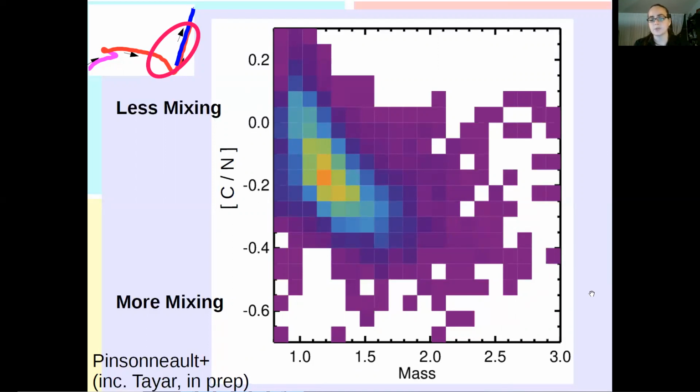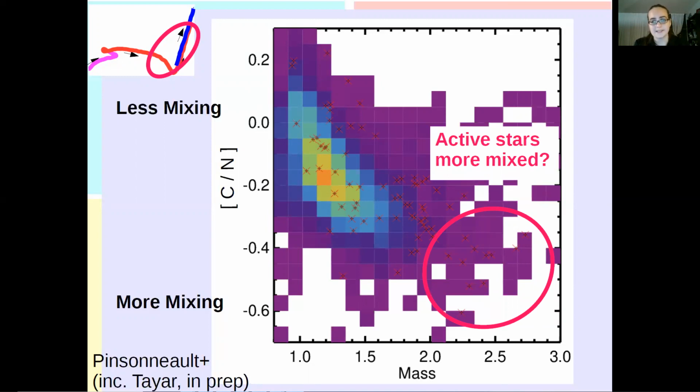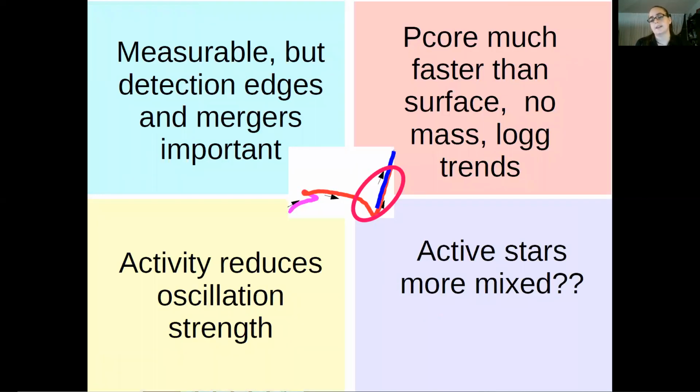However, if you look into the 2 to 3 solar mass regime, you don't see that strong correlation anymore on the red giant branch. But what you do notice, if you add all of the stars where we have rotation modulation and activity, is that those stars seem to be on the more mixed side, lower carbon to nitrogen, than the full range of these more massive stars. Now, obviously, there aren't a ton of points in this circle, so this is still pretty tentative. But at least it's possible that there's a correlation between rotation and activity and mixing in this regime.